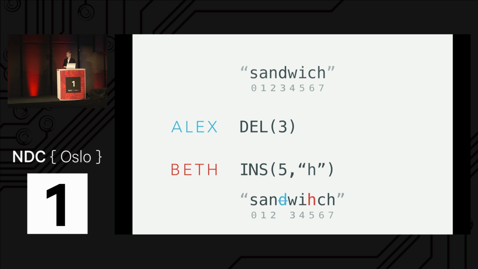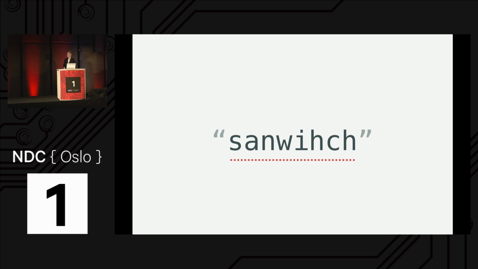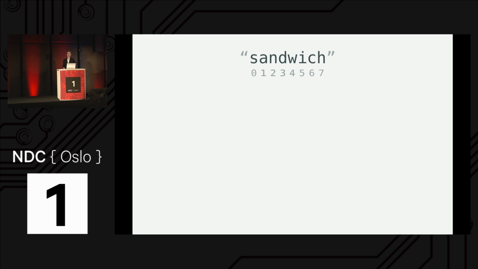So in this case, first we'll apply Alex's operation, we'll remove the letter D, and then we'll insert the letter H at index 5. Unfortunately, we end up with this very interesting permutation of sandwich, however you can pronounce that. That isn't quite what Beth had intended. We see that Alex's intention was preserved. He wanted to remove the D, and it's gone. But the H was supposed to come after the W. So it's not quite enough when you have order to just apply these operations one after another.